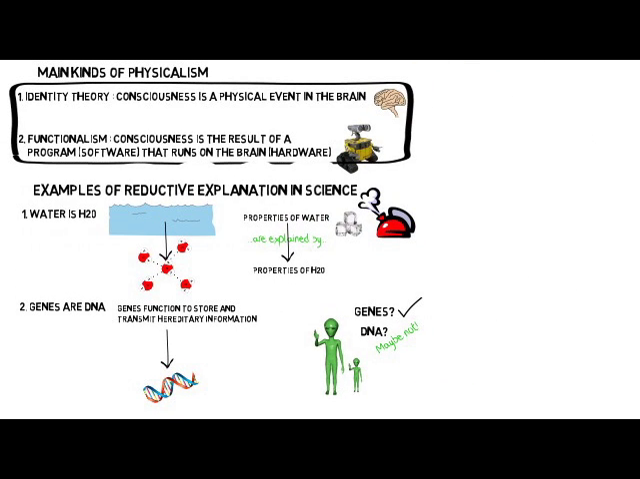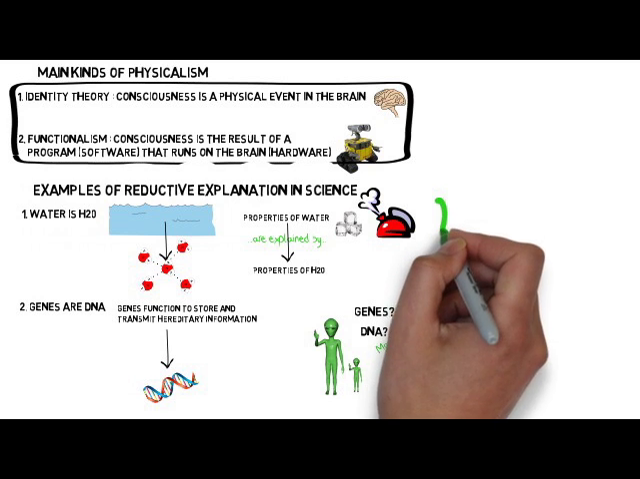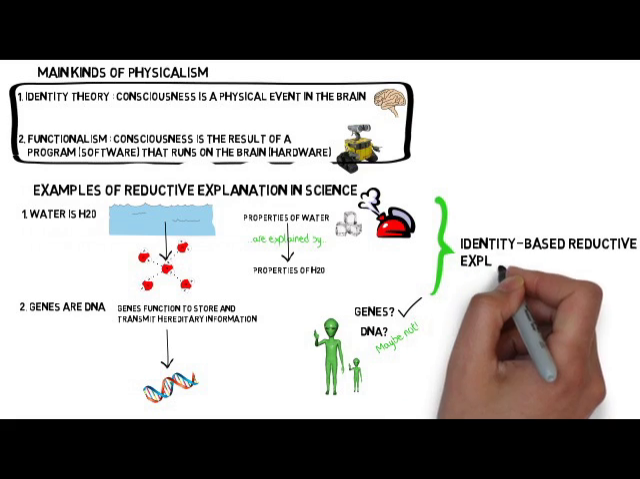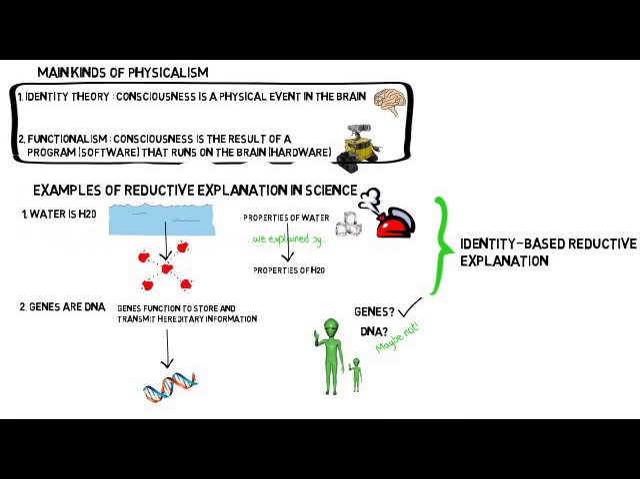Now we have two examples of reductive explanation in science, but they're different kinds of explanation. The first explanation is an identity-based reductive explanation. It explains water by saying what it is in chemical terms. Knowing this, we know that wherever we find water in the universe, we'll find H2O.